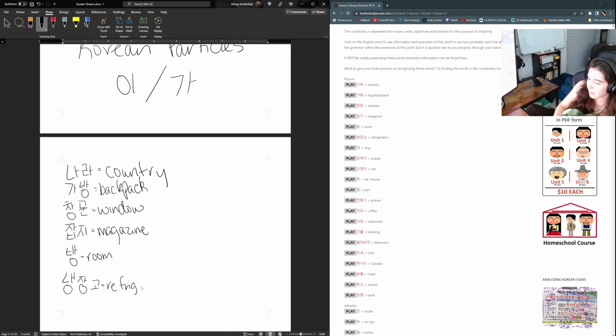My spelling, I literally... Why is refrigerator spelled like that? First off. Second off, moving on. Oh, sorry. I don't know what it is today. Okay, dog?